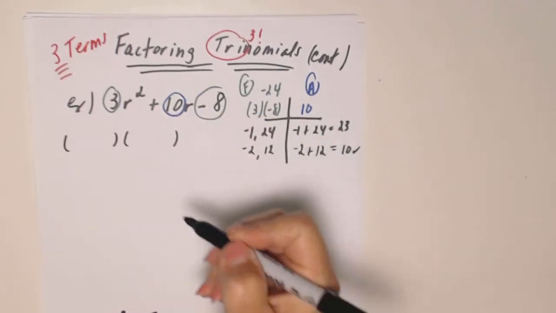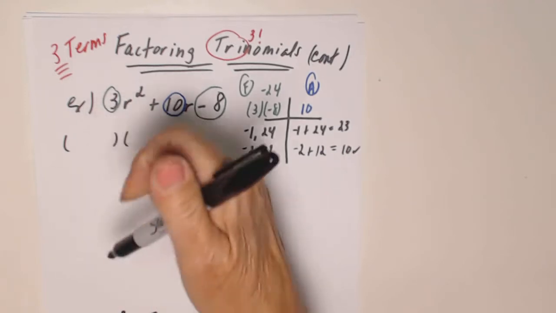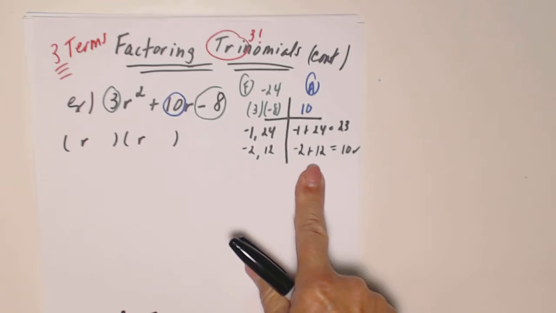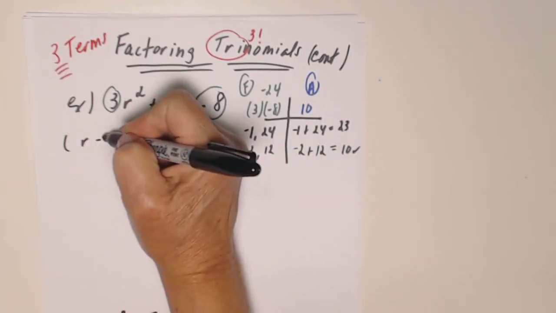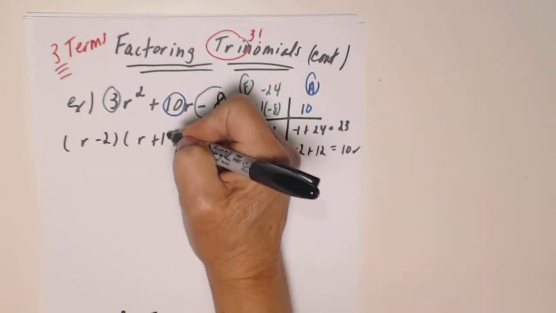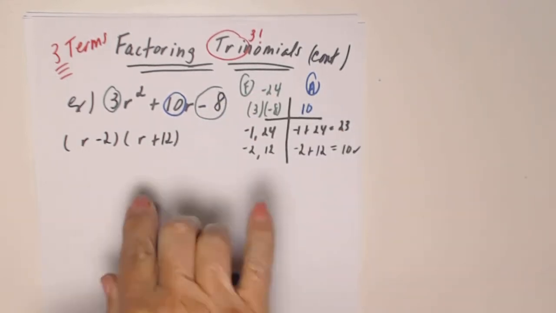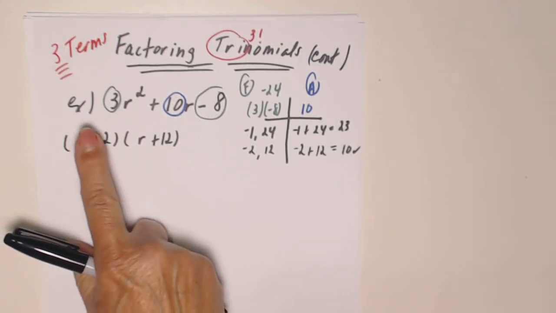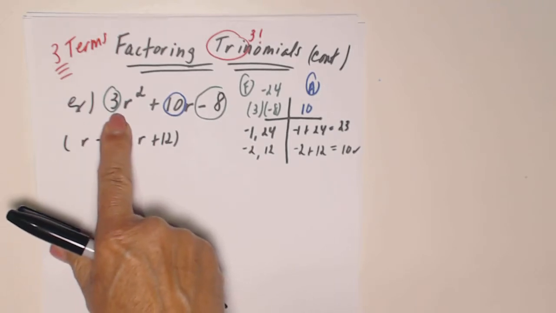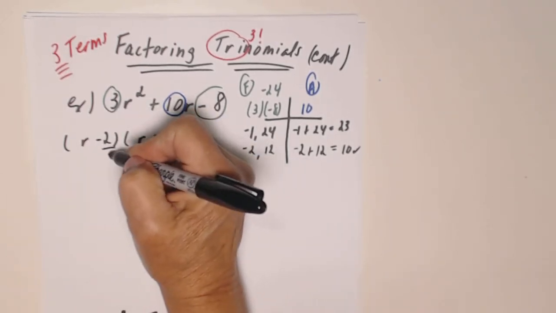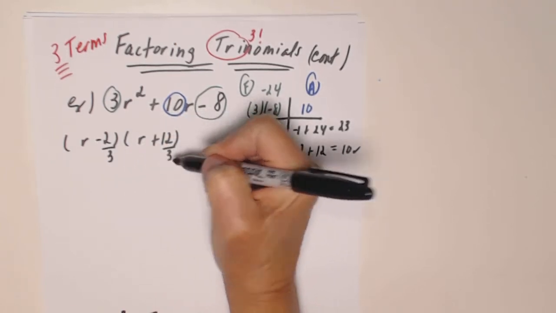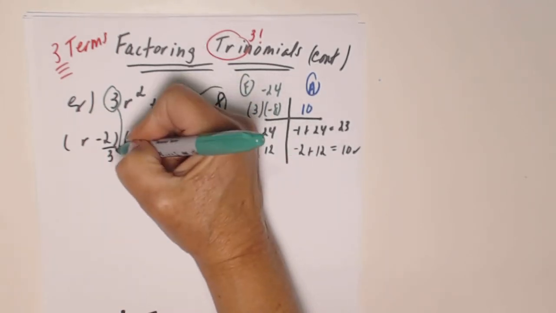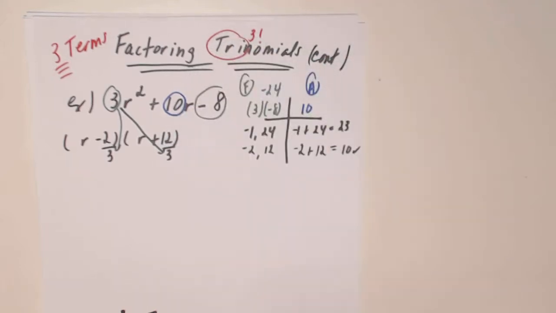Let's make our factors. Our variable is R, R squared, so we have R and R. Now we take these two factors that we found that work, and we're going to put them in here: R minus 2 and R plus 12. Looking at this, R times R is R squared. We don't just want R squared. We want 3R squared. So we are going to take each number in the back and divide it by this 3 here. So this 3 is going to go there and it's going to go there.